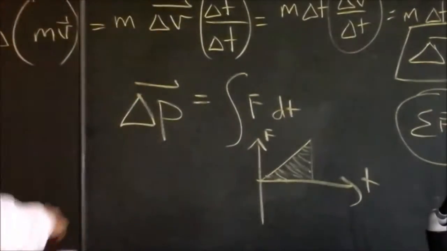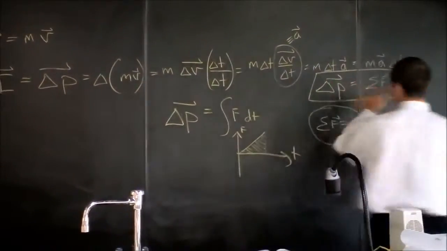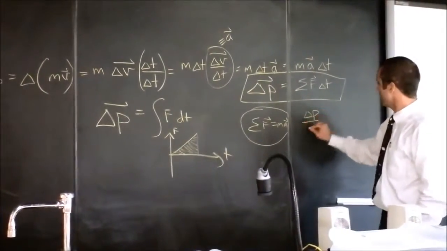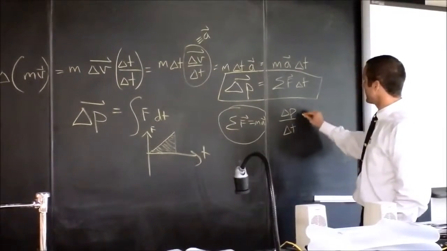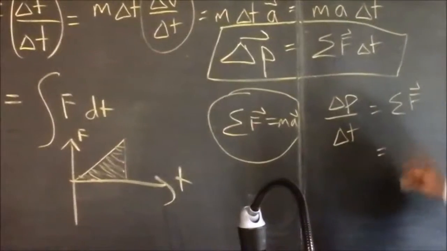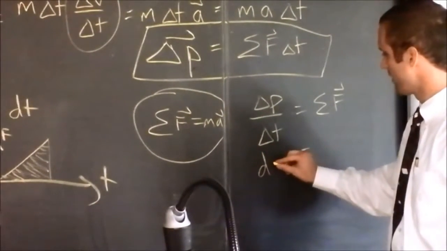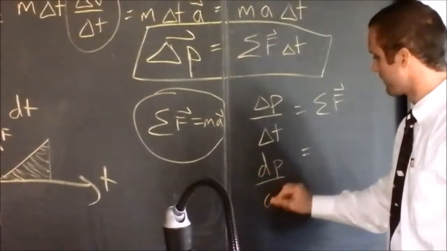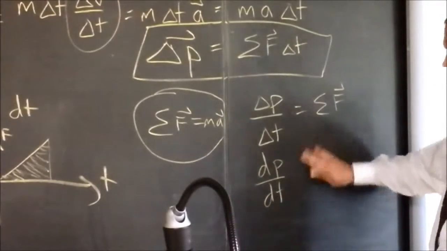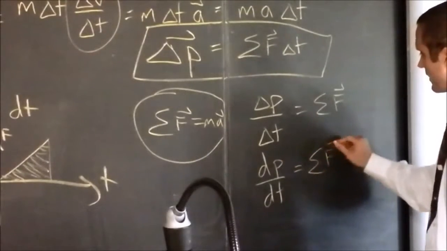Another cool thing that we can do is, I still don't like this delta over here. We could take this equation and write it like this: delta P over delta T is equal to net force. Another way that I can write net force is the derivative of momentum as time goes on. This is a derivative, it's not deltas anymore. It's the derivative of momentum as time goes on, and that's what net force is.